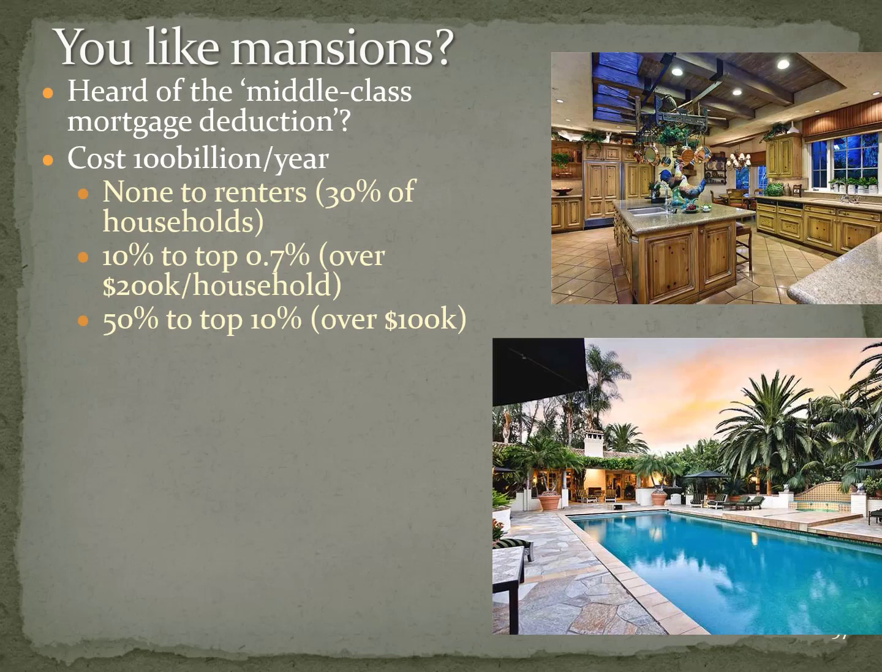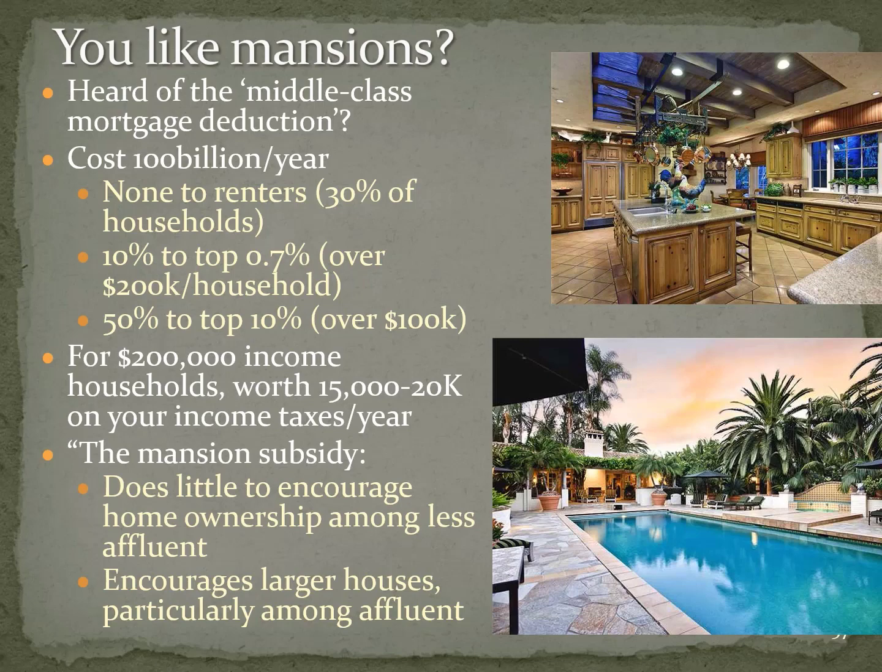Because it's for homeowners only, none of it goes to renters. 30% of households, if not more, are renters. These are probably the people that need subsidies and monetary assistance. Of the $100 billion, 10% of that goes just to the top 0.7%. So less than a percent. 10% goes to less than the top 1%. These are households that make over $200,000 per year. And then 50% of that $100 billion goes to the top 10%, households that make over $100,000 per year.